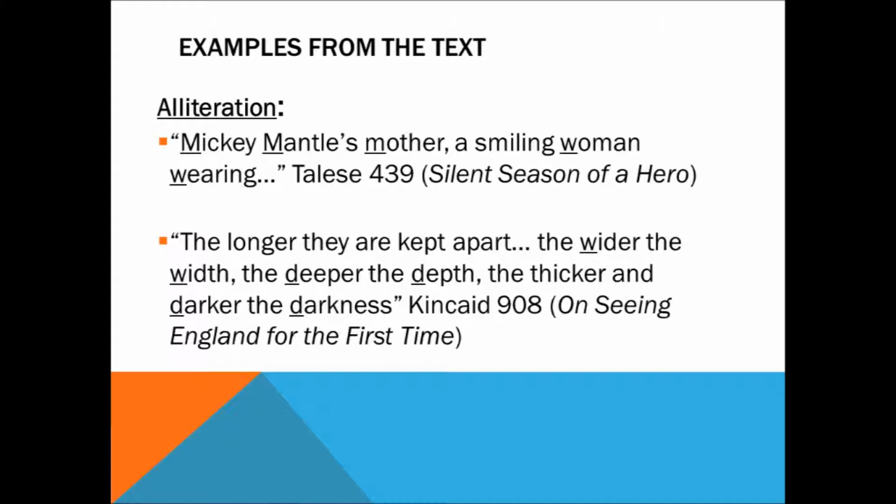But another example that is more intentional can be seen in On Seeing England for the First Time by Jamaica Kincaid, when she says, the longer they are kept apart, the wider the width, the deeper the depth, the thicker and darker the darkness. We see the repetition of the W and D's. Jamaica uses this in order to emphasize the notion that these concepts, the reality and then the idea of a thing, are kept apart. It makes the reader focus more on what she's trying to say.